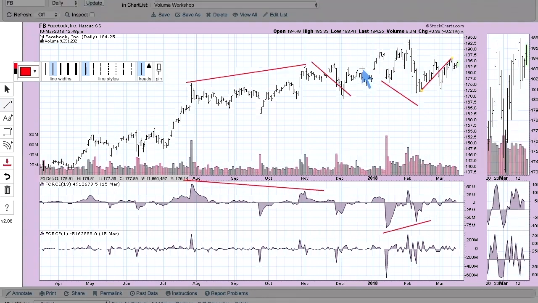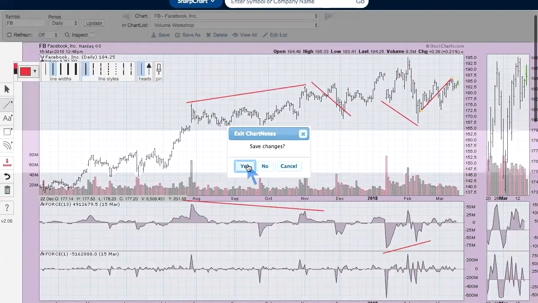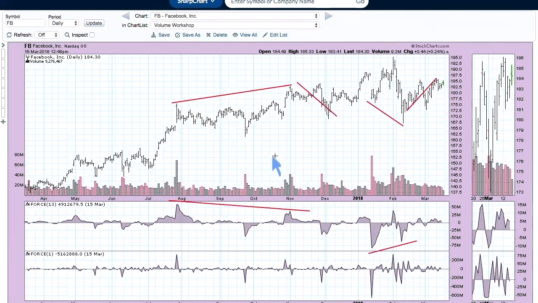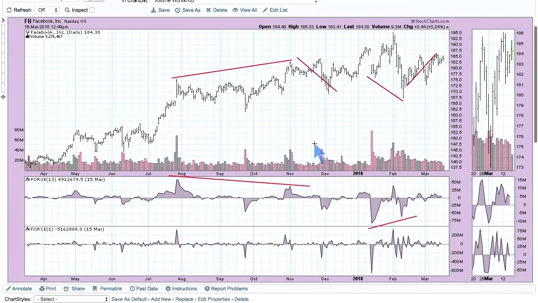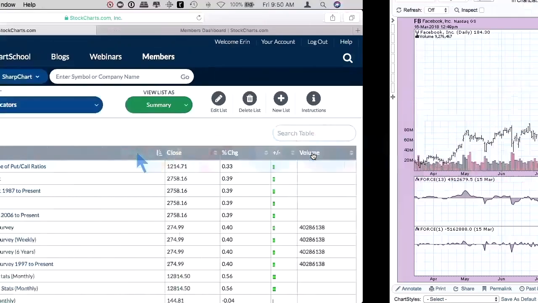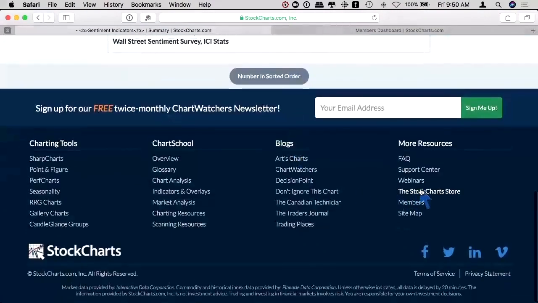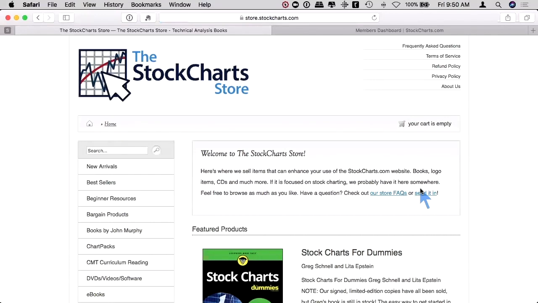So hopefully this was helpful, and I really enjoyed putting it together. It was a great way for me to refresh my memory on this stuff. And like I said, for further reading, I recommend you check out the StockCharts bookstore. Go look for Dr. Elder's book.